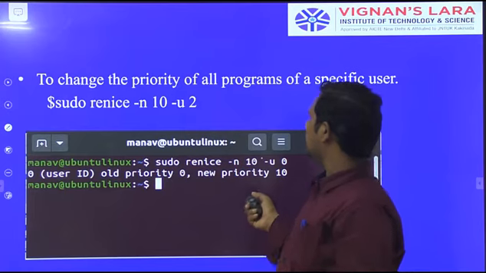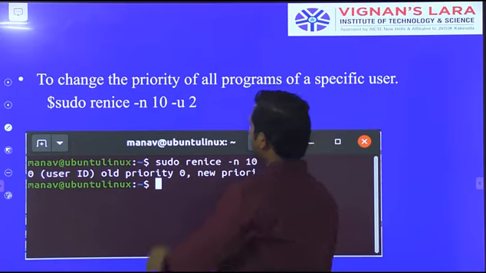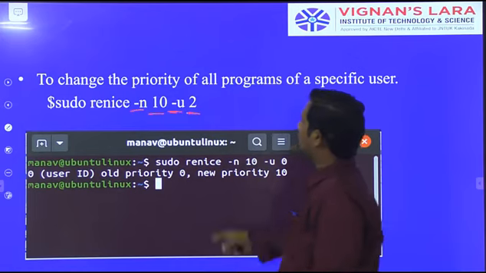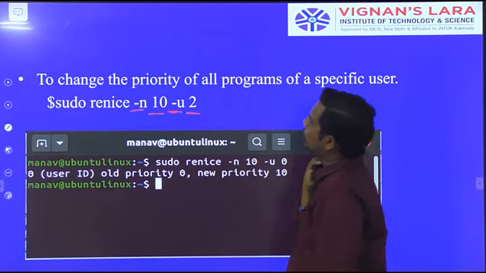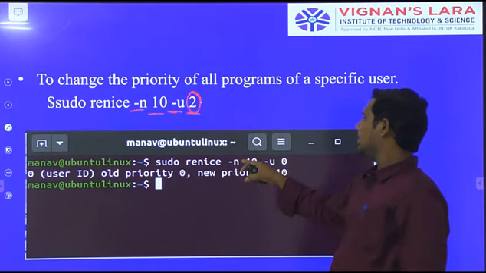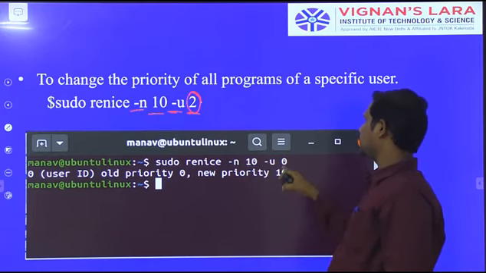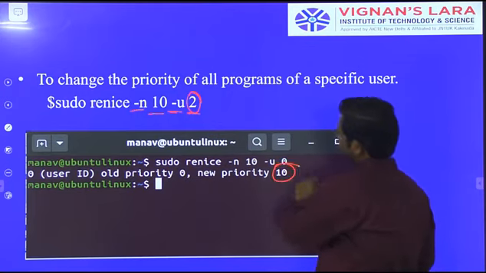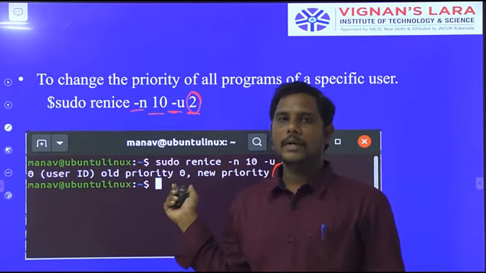To change the priority of all programs of a specific user: sudo renice -n 10 -u 2. So we change the priority of the programs of a specific user. I want only some user, 2 is the specific user ID. So sudo again renice -n 10 -u 0. So here the priority is changing, the new priority is 10 again. This is called modification of the priority.